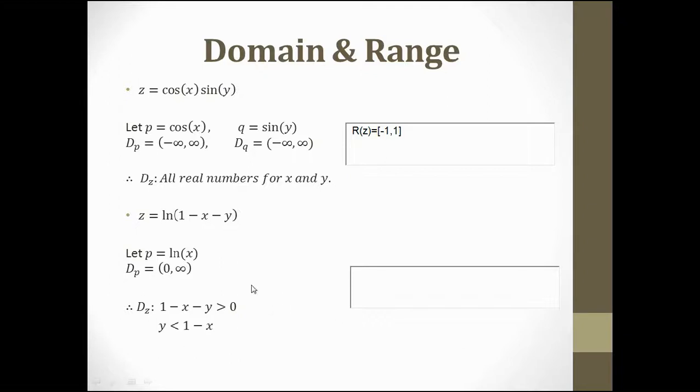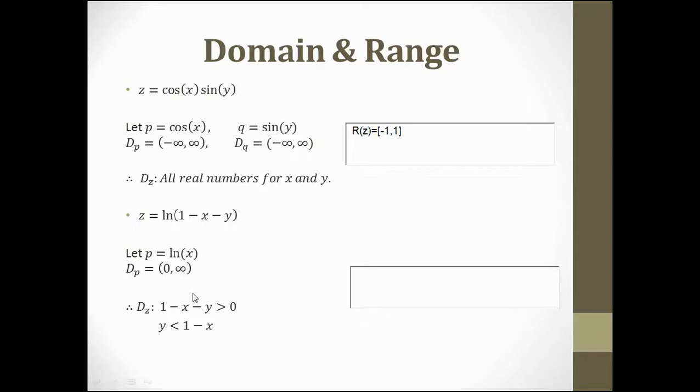So let's find out the range of z. Let's again consider the simpler case. Let's consider this function p equal ln x here. If x approaches 0, then ln x approaches -infinity. So what we have to do to find the minimum of z is to see if 1 minus x minus y here can approach 0, or if it is bounded by some other value.